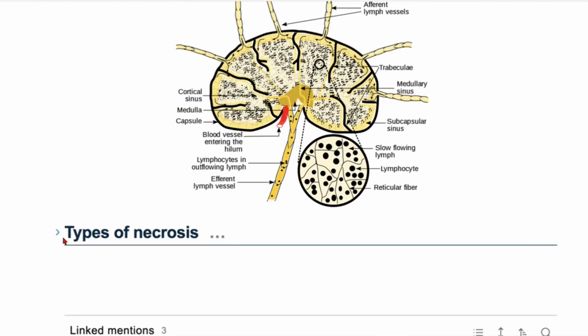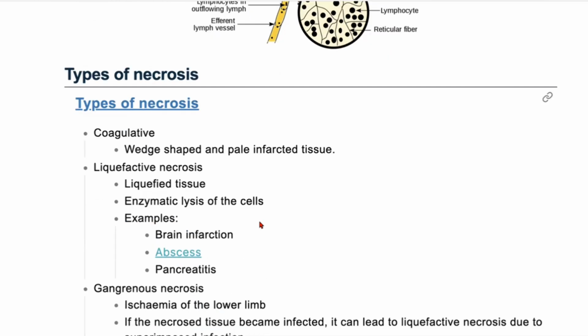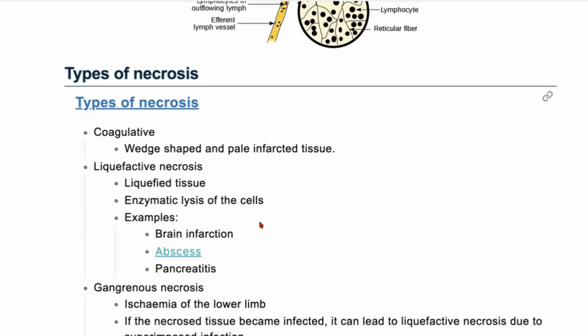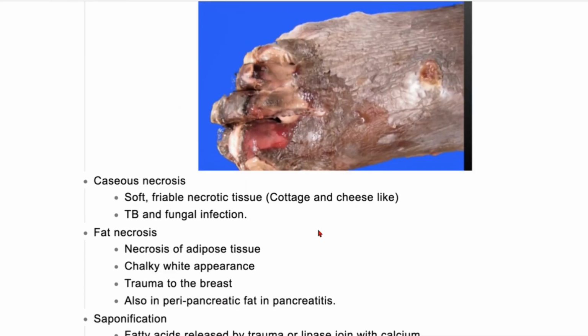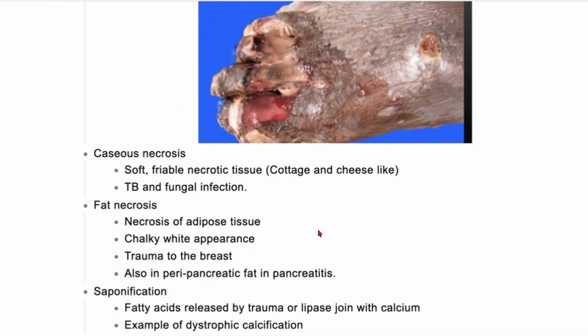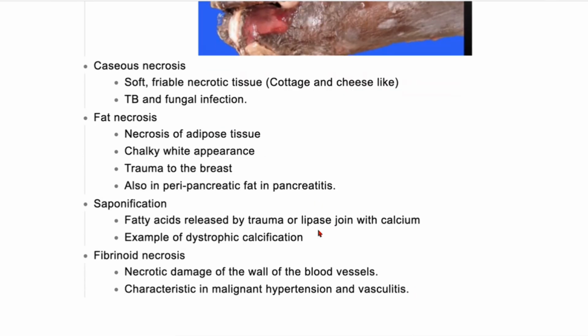The types of necrosis, there are multiple types. One is coagulative necrosis, and this happens usually in the lung, that is wedge shaped. Liquefactive necrosis is liquefied tissue. It can happen in brain infarction, an abscess, and pancreatitis as well. You also have gangrenous necrosis, and obviously this happens in ischemia or gangrene. Caseous necrosis, mostly in TB. Fat necrosis, this is what happens in breast after trauma. Saponification, this is what happens in acute pancreatitis. And fibrinoid necrosis, this is what happens in hypertension patients, especially malignant hypertension.